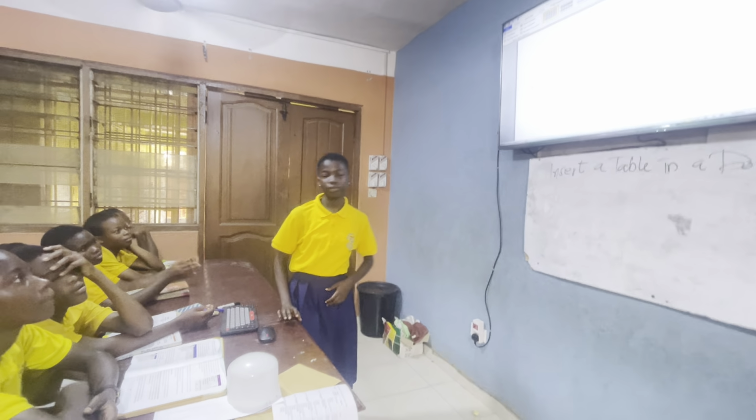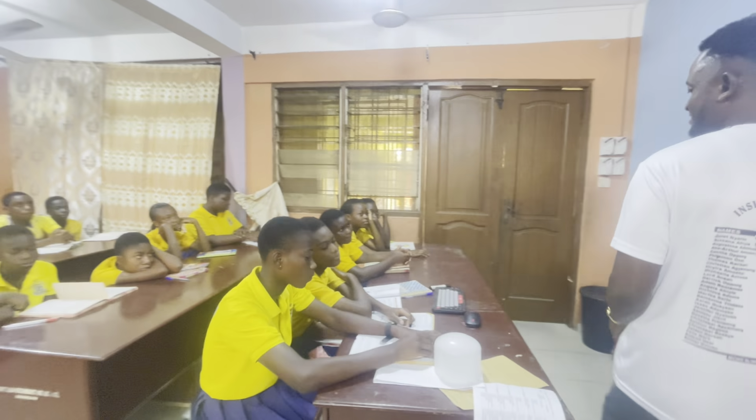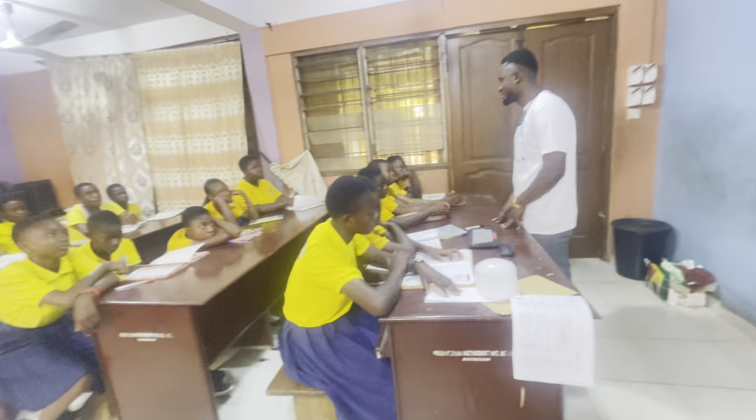Okay, clap for it. So you hover and select the number of rows and columns. Then after, you left click on the mouse. Okay, well done.